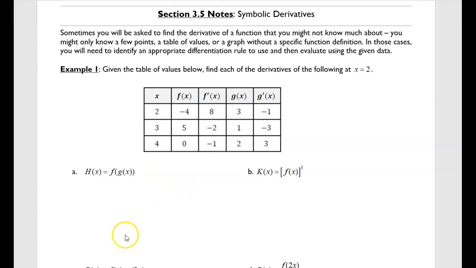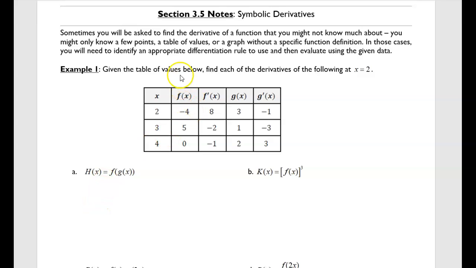In section 3.5, we'll be learning about symbolic derivatives. Sometimes you're going to be asked to find the derivative of a function that you don't know much about, so we'll just say f of x or g of x. But sometimes you might know a few points, a table of values, or a graph. In those cases, you use the same differentiation rules we've been learning about, like product rule, quotient rule, chain rule, etc. And then you evaluate using the given data. So you want to make sure to write out the derivative first using the rules and then plug things in.